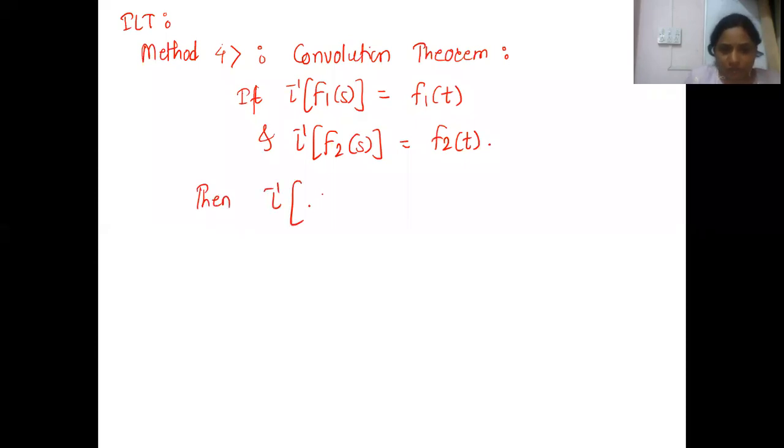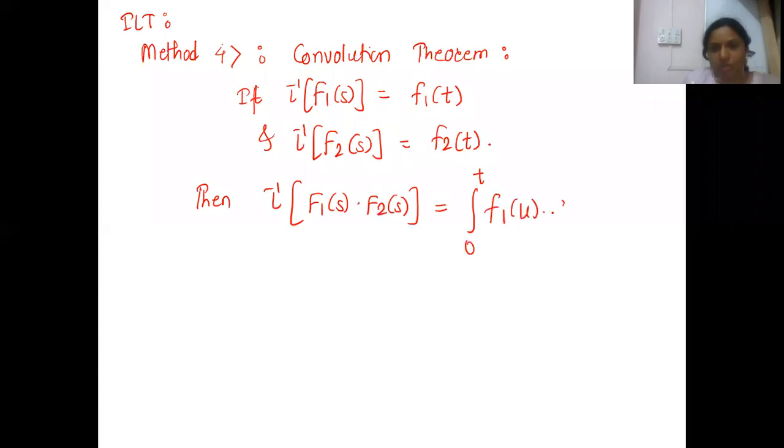The Laplace inverse of F1(s) into F2(s), by convolution theorem, is the integration from 0 to t of f1(u) into f2(t minus u) du. It can also be f1(t minus u), f2(u), but any one of them should be u and the other should be t minus u. So this is the statement of convolution theorem. We'll take the next question in that.